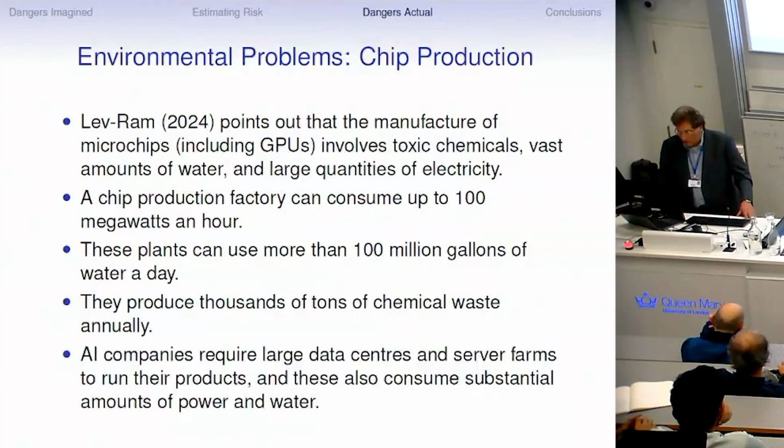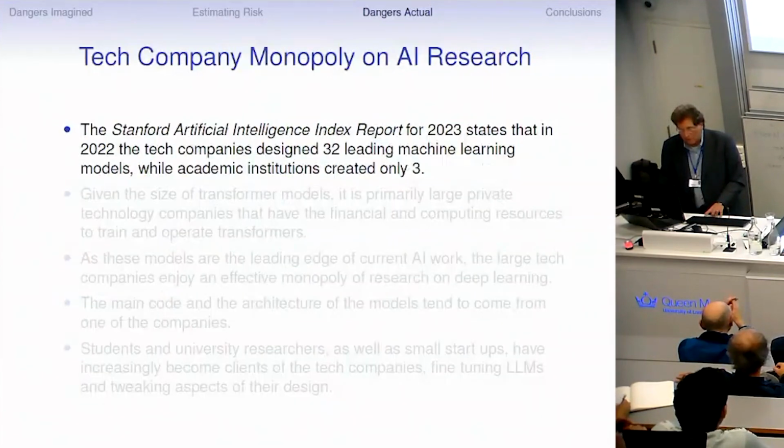AI companies require large data centers and server farms. They own half of Arizona to run products. And these server farms take up lots of power and water. So you're getting a picture here of a major environmental issue. And it's very often not discussed in the context of AI and tech companies.